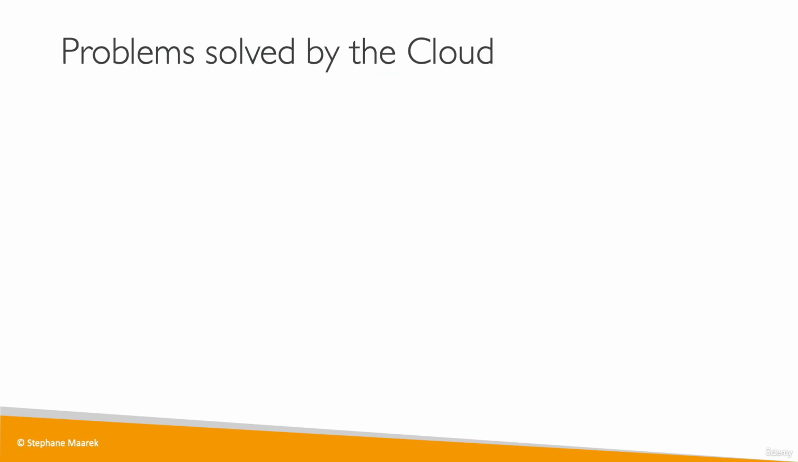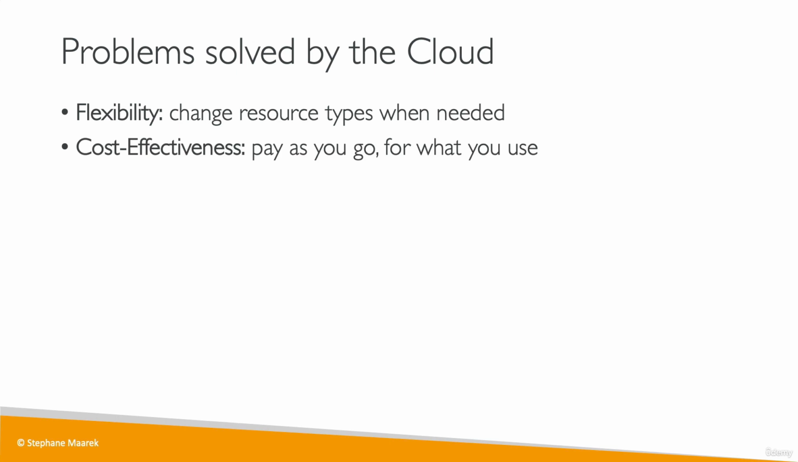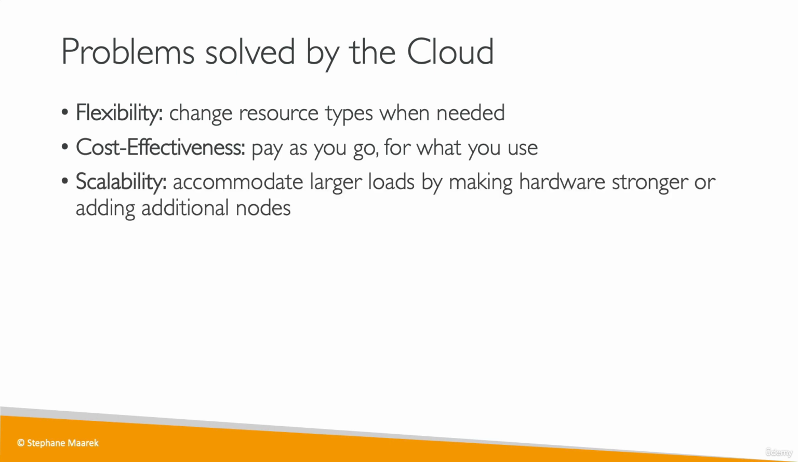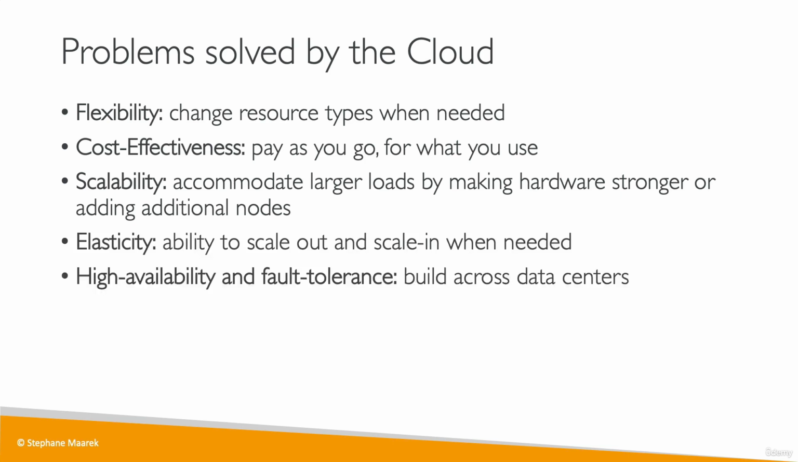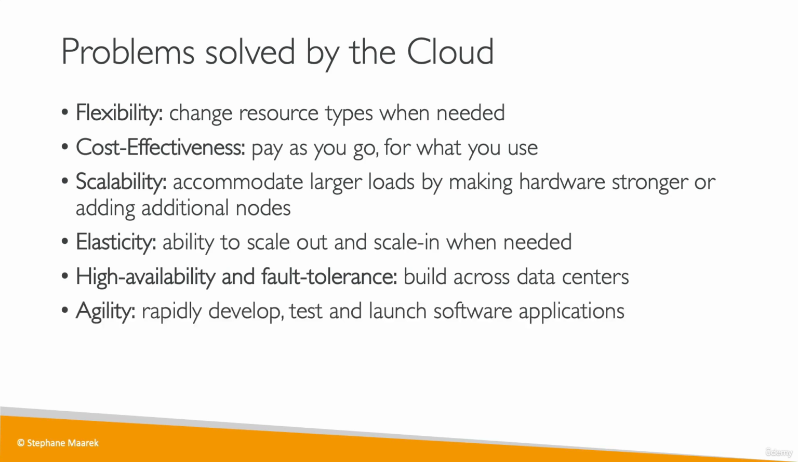Okay, so the problems we just solved by using the cloud is that we're more flexible, we're more cost effective, we are more scalable because we can add resources as we need to go along. We're elastic. We can scale out and scale in when needed. We also have high availability and fault tolerance because we don't rely on one data center. We rely on a fleet of data centers all around the world. We're more agile. We can rapidly develop, test, and launch software applications. And all of this makes the cloud a really no-brainer. So that's it just for an introduction of how the cloud is going to be effective.